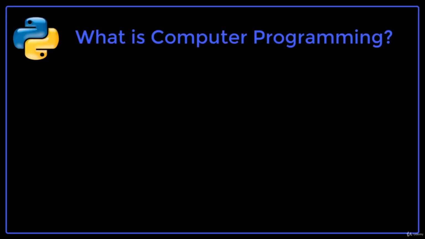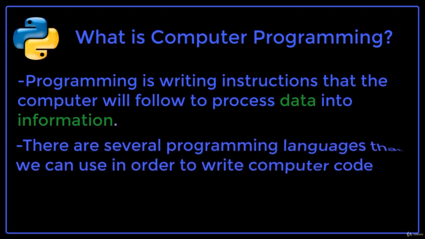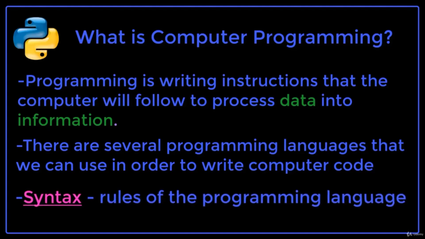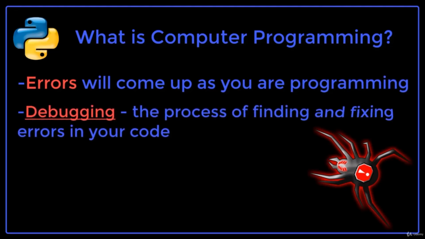In this lecture, we will learn what programming is. Programming is writing instructions that the computer will follow to process data into information. There are several programming languages that we can use in order to write these instructions for the computer. Each programming language has its own syntax, or rules of the language, that the programmer must follow as they code the program. When programming, errors will come up in the program. The process of finding and fixing errors in your code is known as debugging.